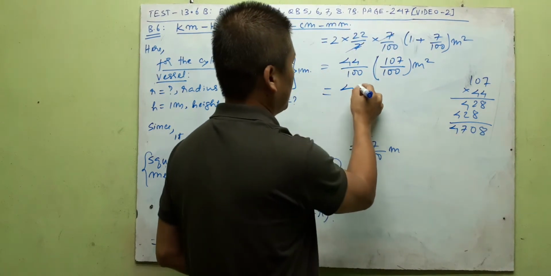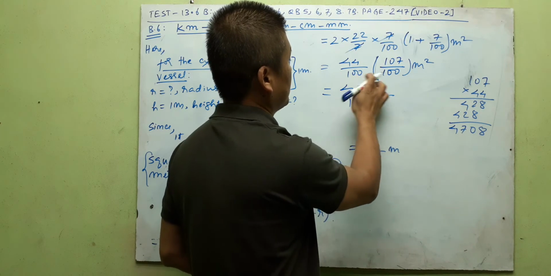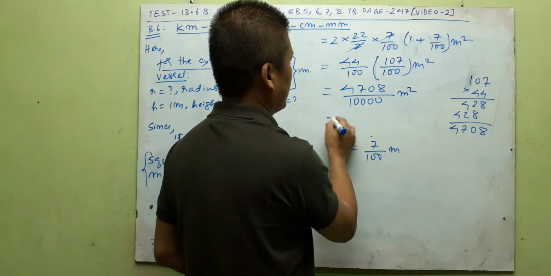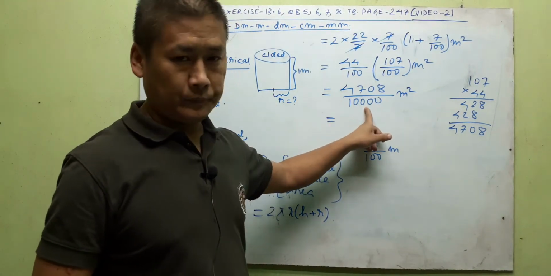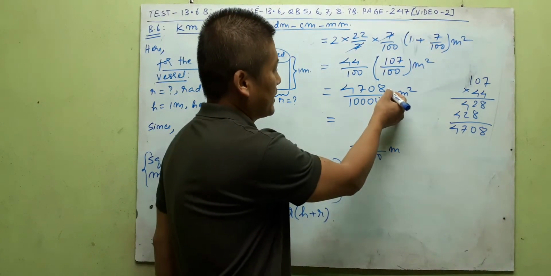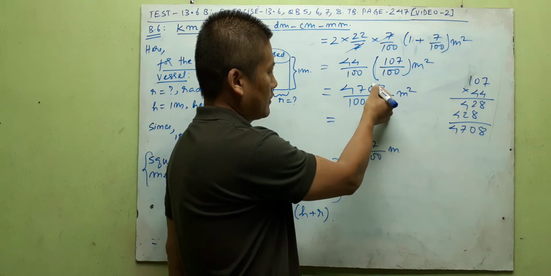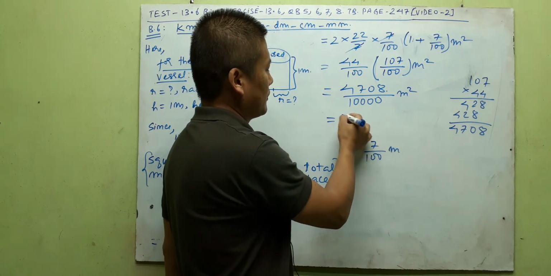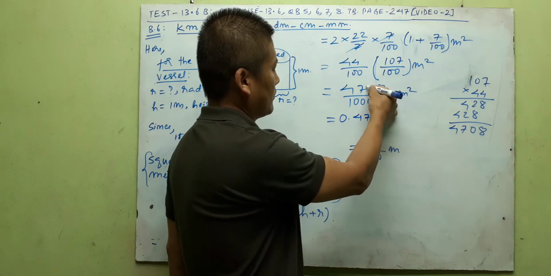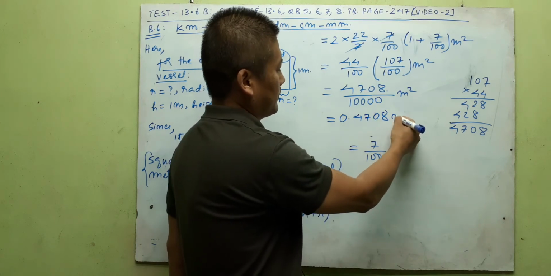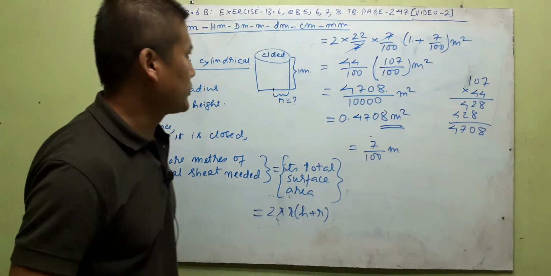So 4708 divided by 1, 2, 3, 4 zeros. So divide means decimal move to left. That's why I'm saying save it, because it's so easy to divide with this zero. So here, start decimal here, go left, because it's dividing. Because of these 4 zeros, 1, 2, 3, and 4. So 0.4708, because it will move 4 places, meters square. So this is the total area of metal sheet that is going to be required.